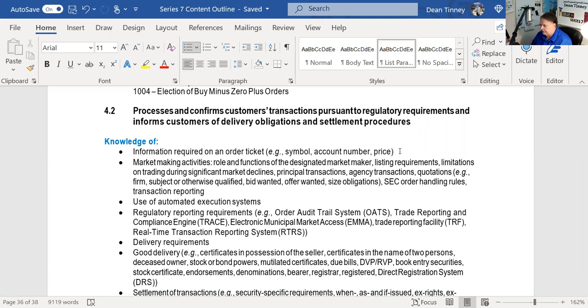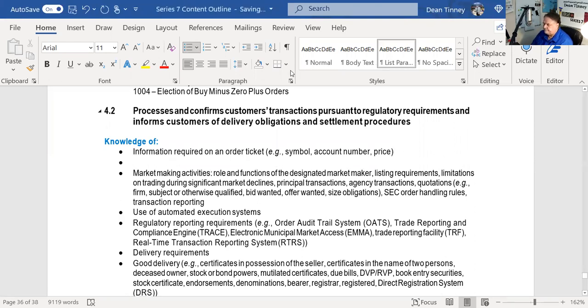Critical function 4, you process and confirm. Remember, there's a sequence to the functions from the test writing committee. Find a customer, open an account, make an investment. Function 3 had 91 questions, and here in function 4 we're at 11% of your exam, about 12 questions. So, information required on the order ticket.